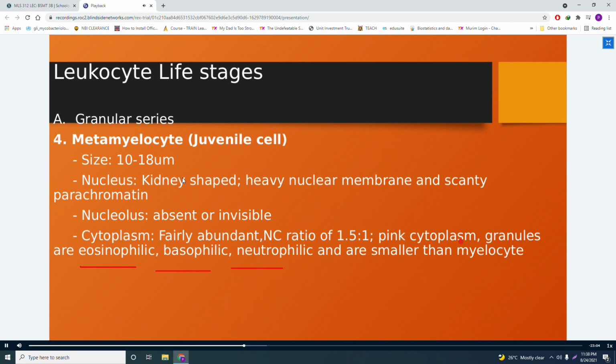metamyelocyte is smaller than myelocyte. Again, just a quick review. Your metamyelocyte is the cell with a kidney-shaped nucleus. With a kidney-shaped nucleus, like underline that. It has a nucleus-cytoplasm ratio of 1.5 to 1 with a pink cytoplasm. Metamyelocyte is also the stage where the granules start to form. They can be eosinophilic, basophilic, and neutrophilic. And lastly, your metamyelocyte is smaller than myelocyte.